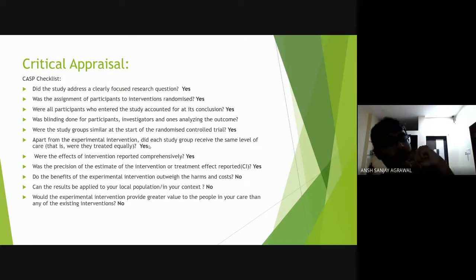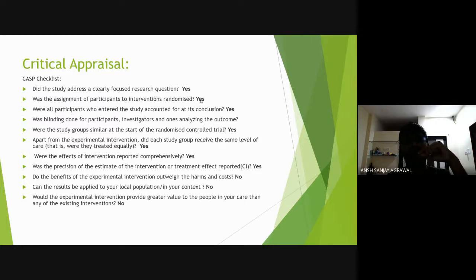I performed my critical appraisal using the CASP checklist. I used the new modified version, the 2020 version, and in it they have also taken into account the CONSORT guidelines. So let's go to the first question. Did the study address a clearly focused research question?